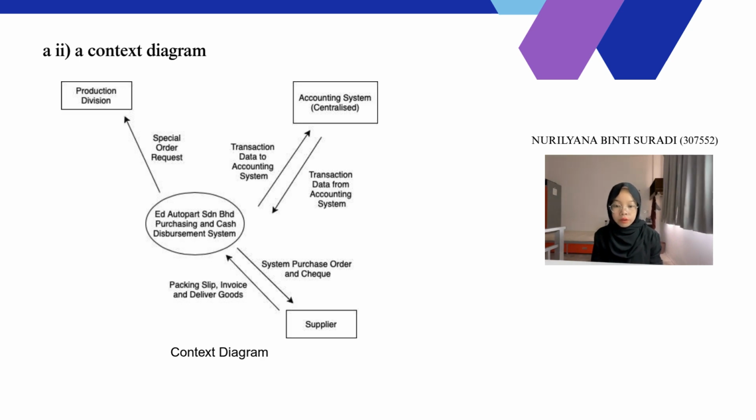So this diagram gives a high level view of how data and documents move between the internal system and external entities. It helps in understanding the system boundaries and major interactions. So this context diagram simplifies a complex process into a clear overview, which is useful for both system analysts and stakeholders.